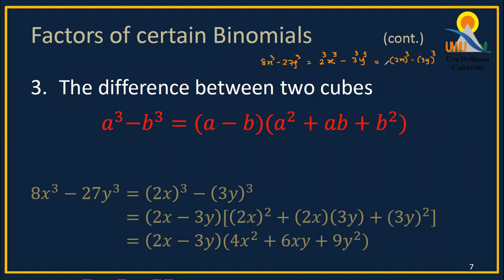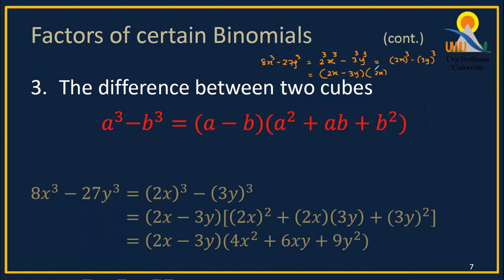Now you can consider the factors of this. The first factor would be the first base and the second base, and it is always connected with the minus notation. Here you are getting it as 2x, the minus notation should be used here, then it is 3y. Thereafter, you have to consider the square term of the first base.